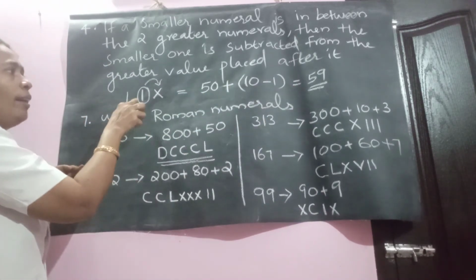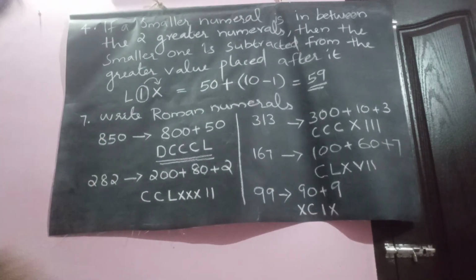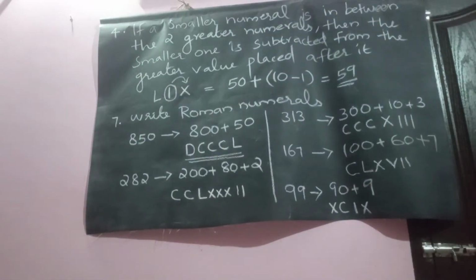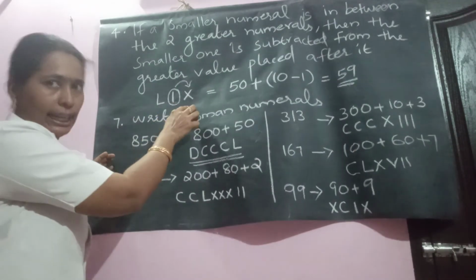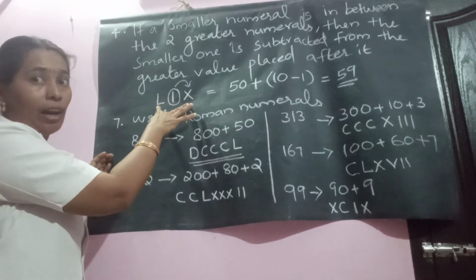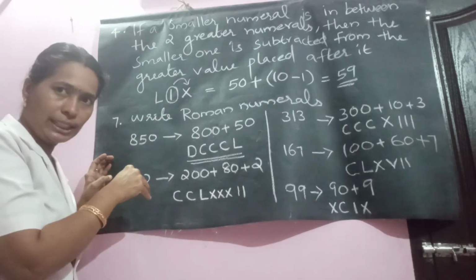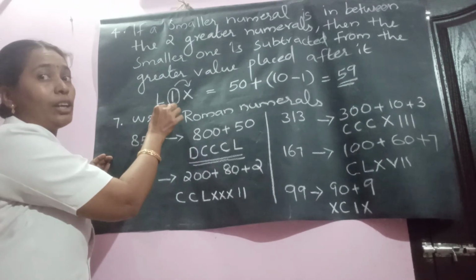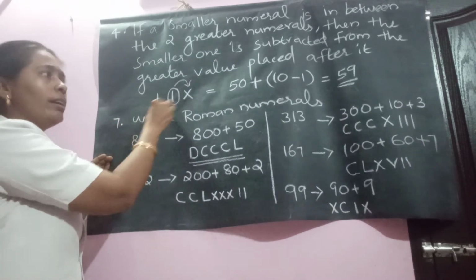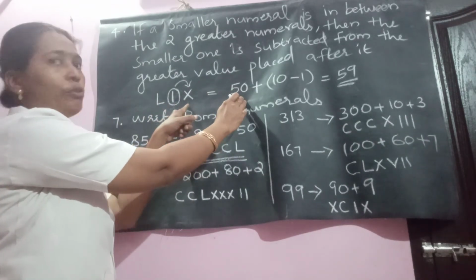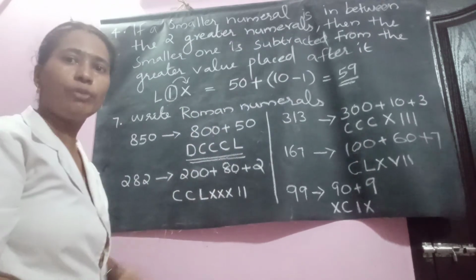Suppose we are considering LIX. L and X are large numbers, and I comes in the middle. So what are we doing? I should be subtracted from which one? The digit which comes after it, not before it. So L is written without any change, 50. I is subtracted from the X value, that is 10 minus 1, giving 9, so 59.